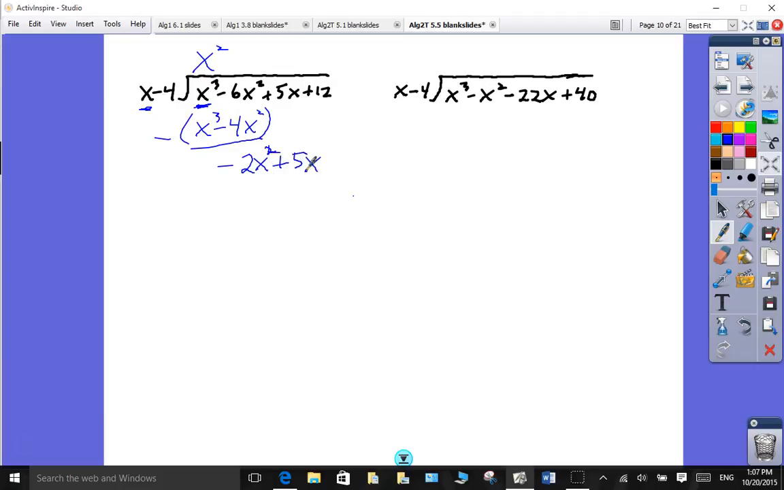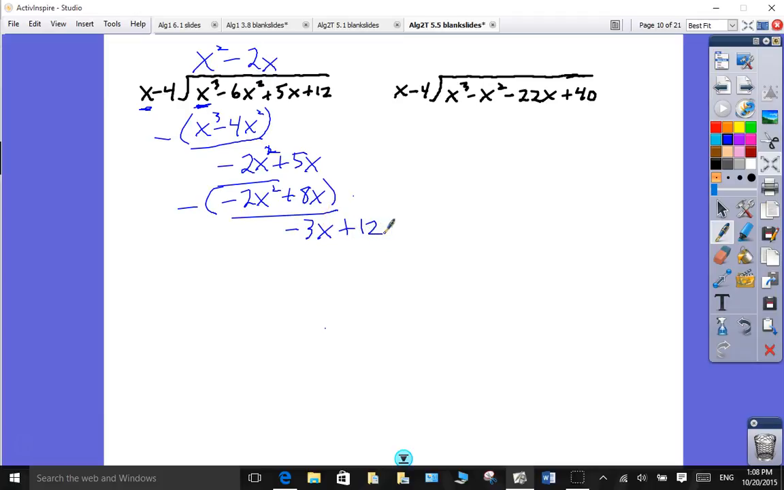Okay, now what do I multiply times x to get negative 2x squared? Minus 2x. Right? Distribute. Negative 2x times x is negative 2x squared. Negative 2x times negative 4 is plus 8x. Subtract. What is 5x minus 8x? Say again? Negative 3x. Okay, bring down the plus 12.